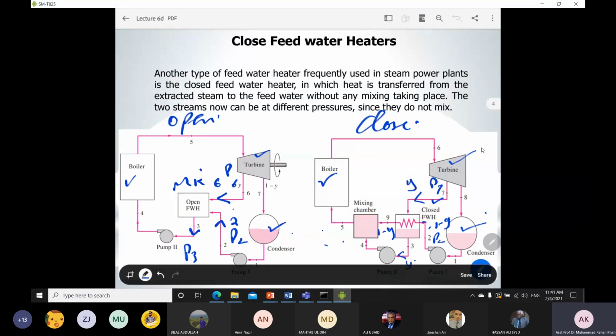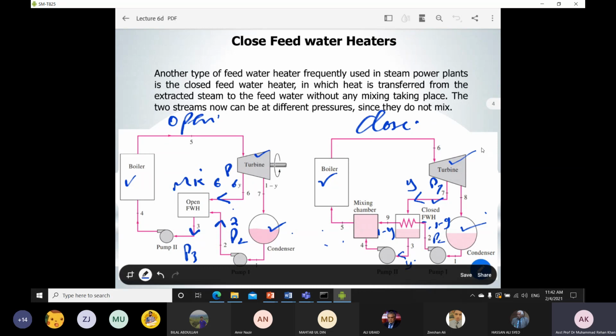Okay, so that we can operate this cycle on different pressures also. For example, if your design criteria for designing the steam power plant is that you have to maintain different pressures, then you have to use a closed feed water heater rather than the open feed water heater.